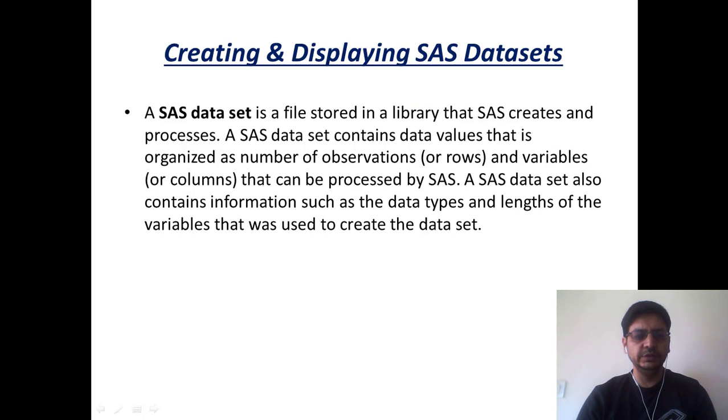Okay, so before we jump to Base SAS Interface, let's define SAS dataset. A SAS dataset is a file stored in a library that SAS creates and processes. A SAS dataset contains data values that are organized as a number of observations and variables. So observations are what you call rows and the variables are called columns, that can be processed by SAS. A SAS dataset also contains information such as data types and length of the variables that were used to create a SAS dataset.